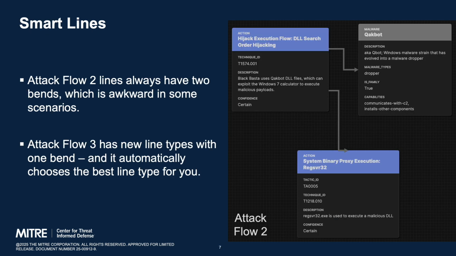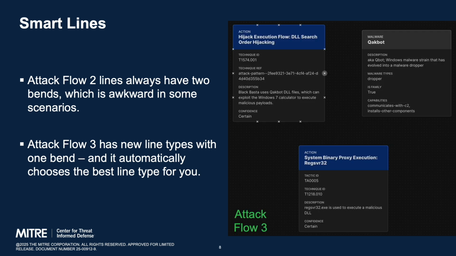Attack Flow 3 has smart lines. If you look at Attack Flow 2, every line always had two bends in it, which sometimes led to awkward situations such as this one, where the final line segment is parallel to the box that it's touching instead of perpendicular. In Attack Flow 3, lines can have 0, 1, or 2 bends, and the builder automatically chooses the most appropriate line based on the connection that you're trying to make.